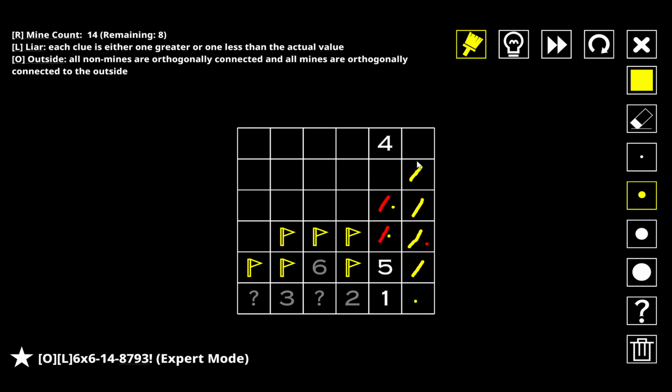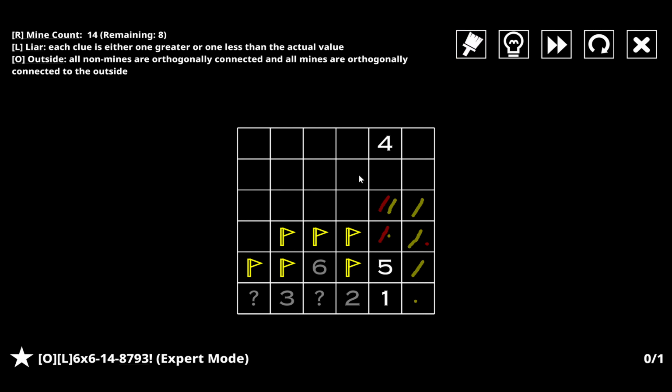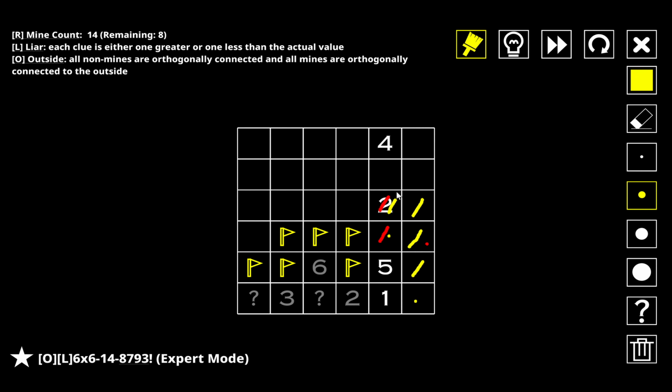Then we go up here. We know only one of these two can be a mine. We've run into a problem. There we are. So it's blocked off from this region, and there aren't enough mines to completely fill this area, so we would have to have some non-mines that aren't orthogonally connected. So then we can also say that in this yellow case, this one is also a non-mine. So there we are. Okay.